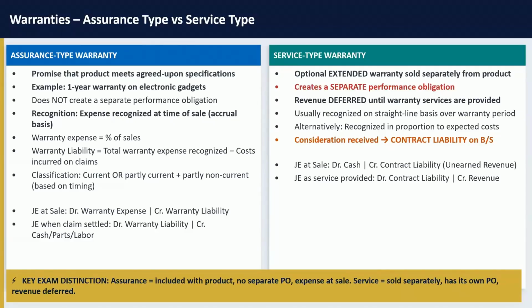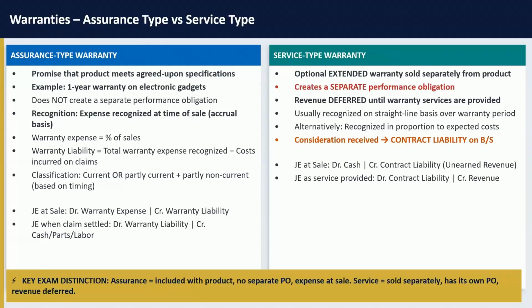Okay. Then comes service type warranty. I'll give you iPhone example itself. iPhone, for 1 year, assume they have given you assurance type warranty. You want extended warranty. Okay. What do you tell them? You say, I'll pay you whatever it charges for service type warranty.